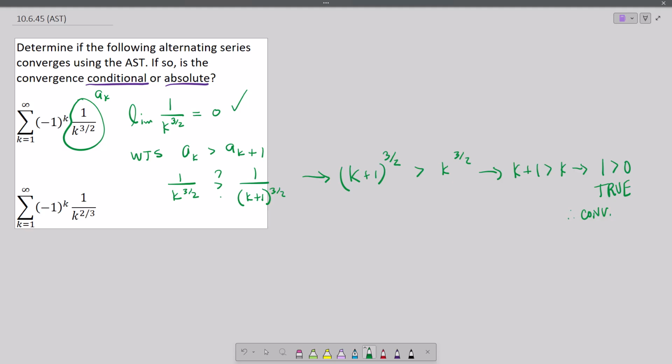And anytime we have an alternating series that converges, we then ask the deeper question. Is the convergence conditional or absolute? Now that we know it converges, we say, okay, well, what about the series where there's no switch, where everything is positive? So then we have that series. And the question is, does that series converge or diverge? And what kind of series is it? That's a p series, and p is equal to 3 halves, which is bigger than 1, which is convergence.